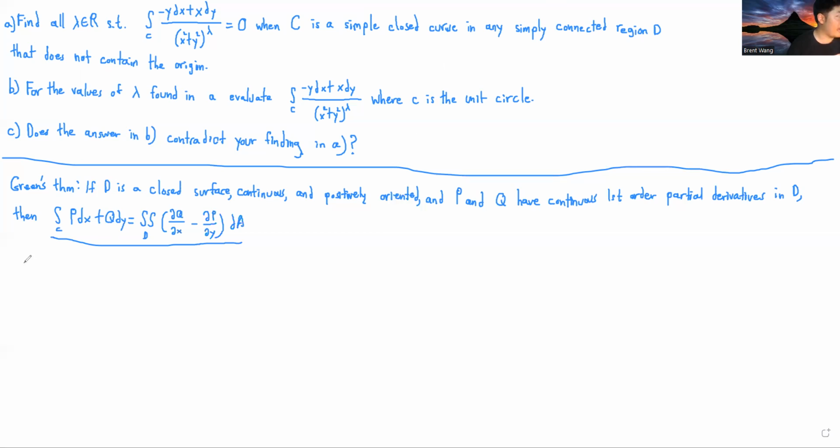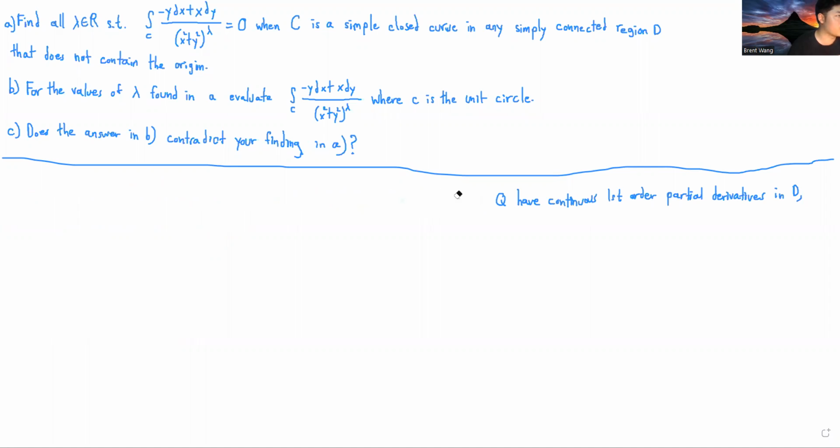Okay, so in part A, I'm going to erase the theorem because I need the space. Green's theorem applies because the first order partial derivatives for P and Q are continuous in the region D, since all these curves don't contain the origin, so the first order partial derivatives will be continuous. So part A, we can use Green's theorem, essentially.